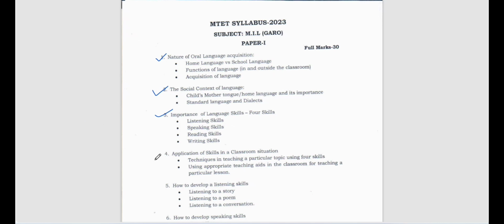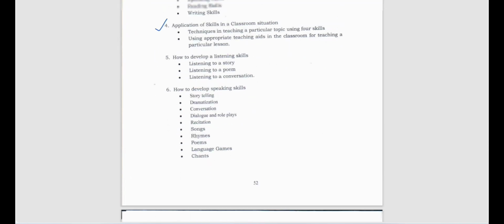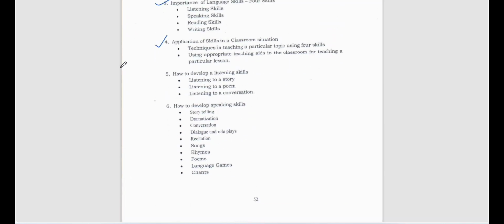Right, let's go now to number 4. So let's see what we have in number 4. Application of skills in a classroom situation. Application is how we apply the language skills, and where? In the classroom situation. Techniques in teaching a particular topic using 4 skills. When we are teaching or interacting in the classroom, we are making use of all the 4 language skills, right?